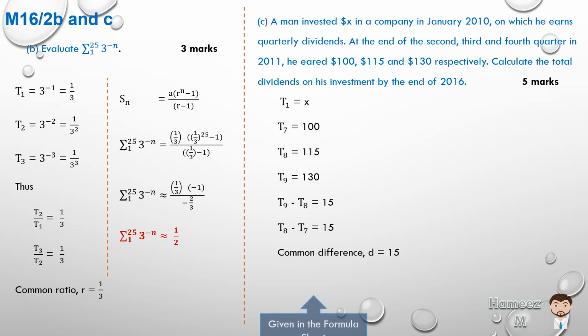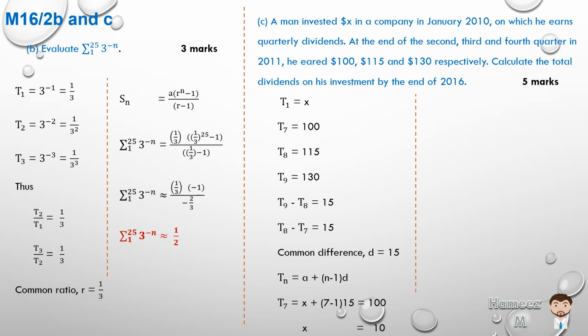And we have a general formula, which is given in the formula sheet. Tn is equal to a plus n minus 1 d. And if we substitute for the seventh term, which we know works out to be 100, that will be x plus 7 minus 1 times 15 is equal to 100. So we can solve for x. 7 minus 1 is 6, 6 times 15 is 90, and we carry it across, 100 minus 90, so x works out to be 10.